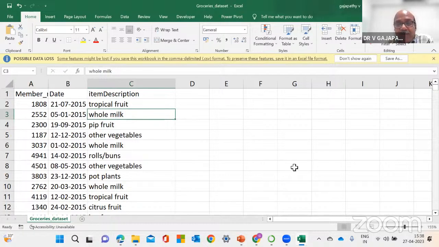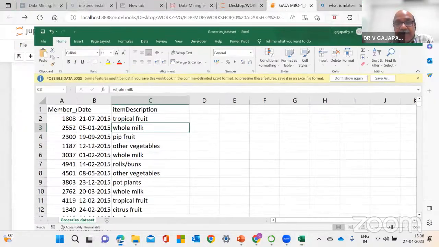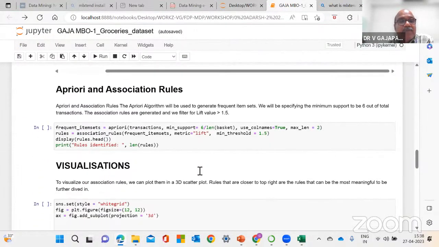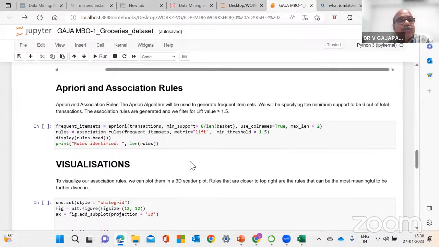And this is how we have been doing encoding. This is called transaction encoding. Now we will be seeing Apriori and association rules. The Apriori association rules algorithm will be used to generate frequent item sets. Which item sets are frequent?